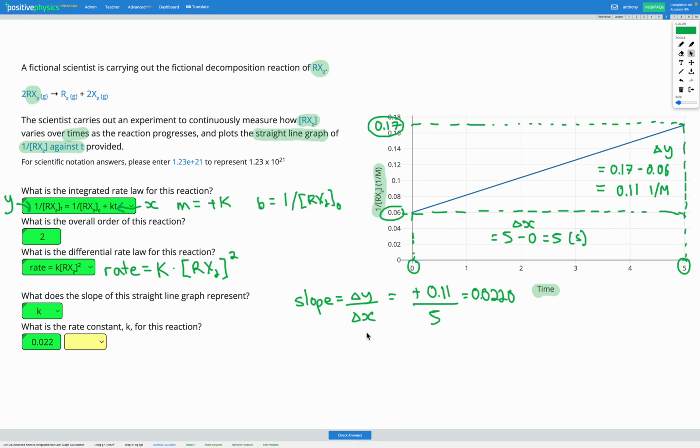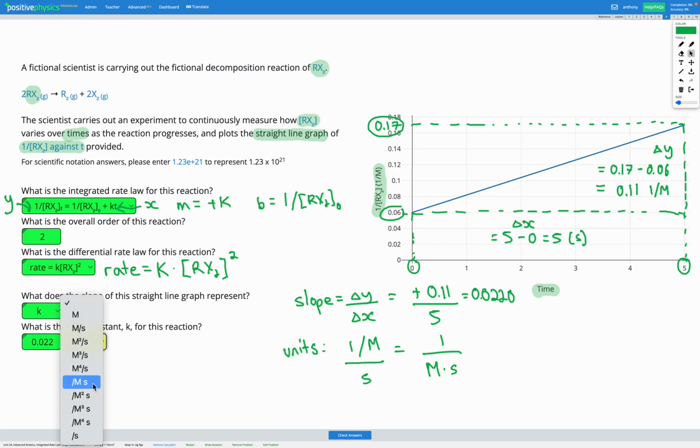Lastly, to find our unit for our rate constant, K, remember that changes based on what the order of our reaction is. So we can figure that out either by rearranging our integrated rate law or differential rate law for K equals, and then plugging in our units for each thing, or we can just use the units for our slope. So for our change in y, we had 1 over m divided by our change in x, which was seconds. So that's the same as 1 over ms, so 1 over molar seconds. So my unit is going to be per molar seconds.